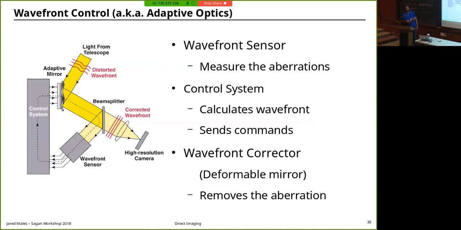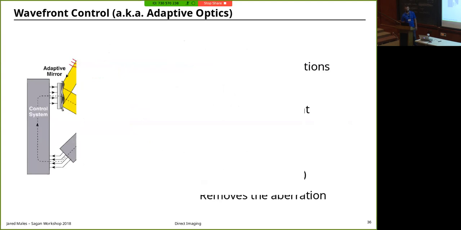This is usually a deformable mirror, just a thin piece of glass with a bunch of actuators on the back that you can push and pull on. So you put that perfect signal on there, and then hopefully what you get is, instead of these crinkly wavefronts, you get flat wavefronts when you get to the science detector.